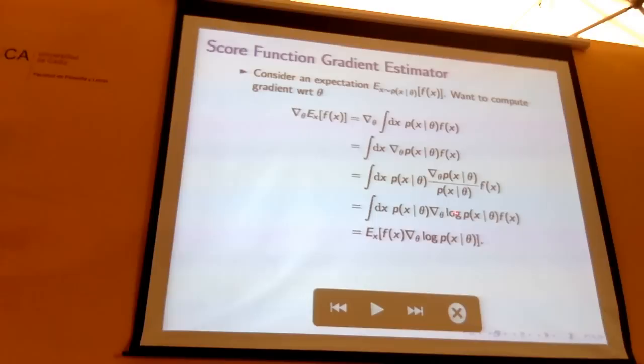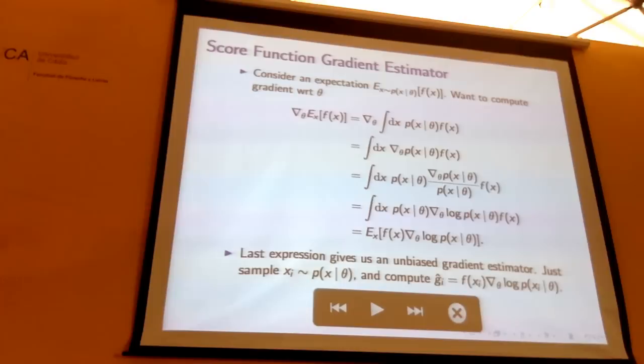And now we're in good shape, because this last integral is an expectation. So we can write it as this expectation over x of the function value times grad log probability. This is an unbiased gradient estimator.